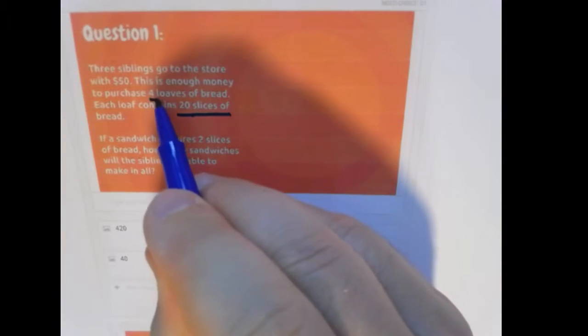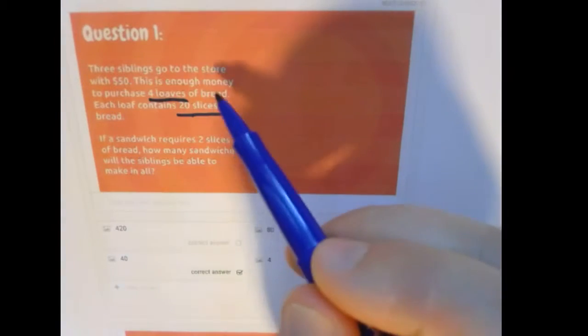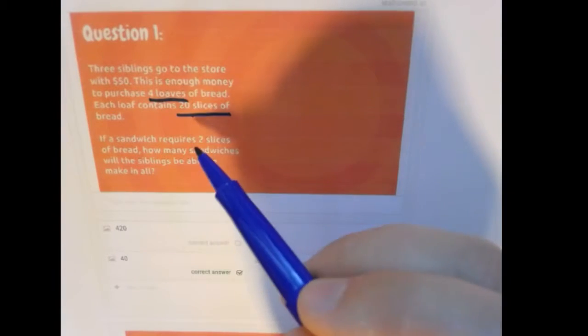each loaf contains 20 slices, is what that's saying. So if 3 siblings go to the store, they have $50. That's enough money to purchase 4 loaves. So we have a number here and we have a number here. Is that going to help us? What do you think?